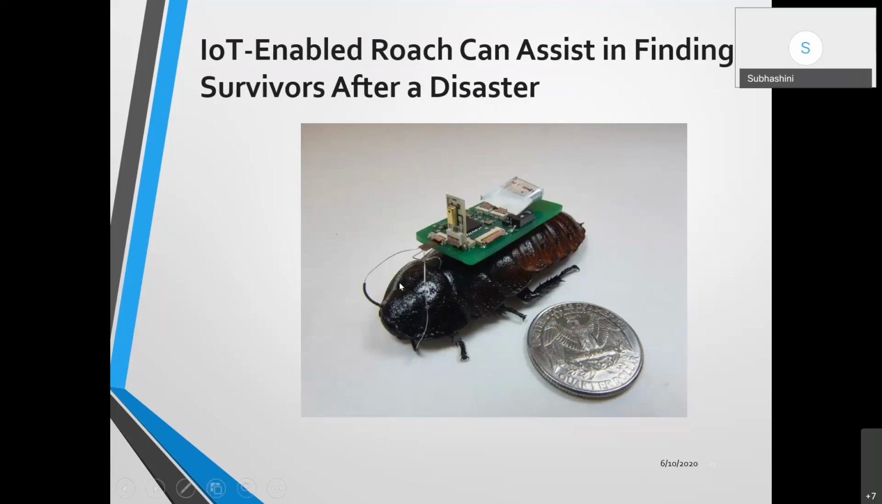So for which they make use of this device, it can penetrate into smaller holes, just like a cockroach does, and it can sense whether any living organism or any living body is available inside that particular spot. So that can help you to rescue, right? This is an example for smart roach, in the sense smart cockroach. So this is an example of implementation of IoT.